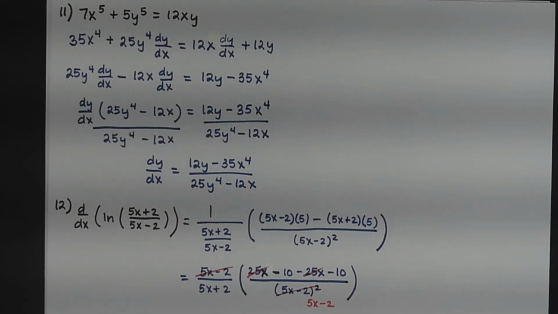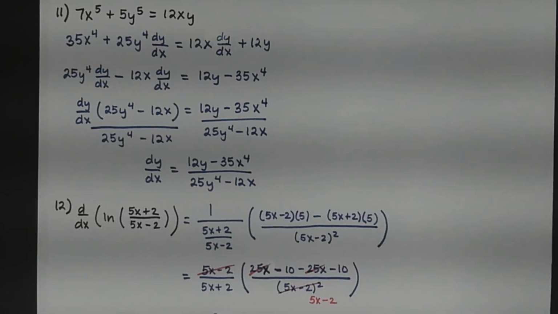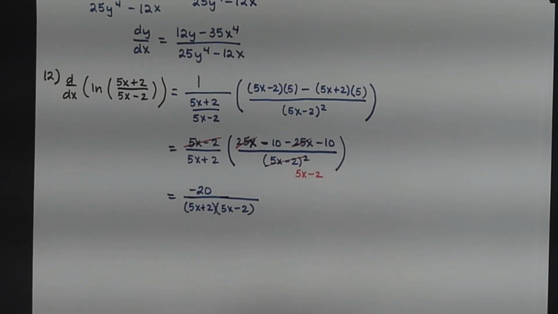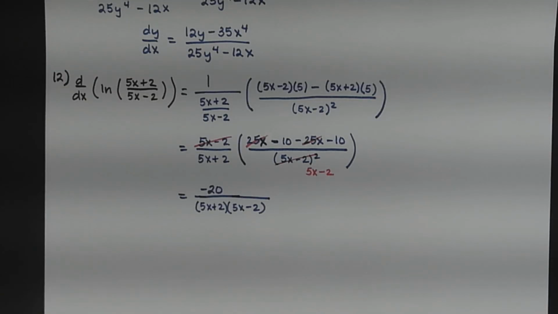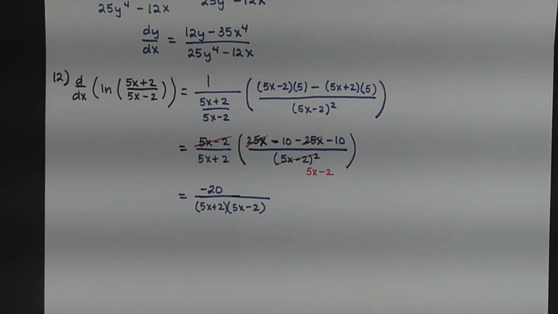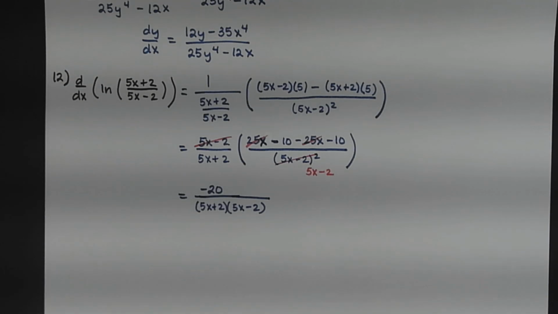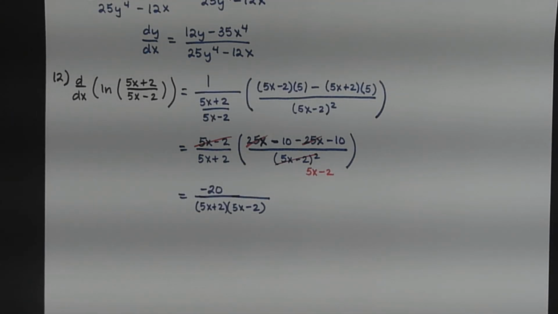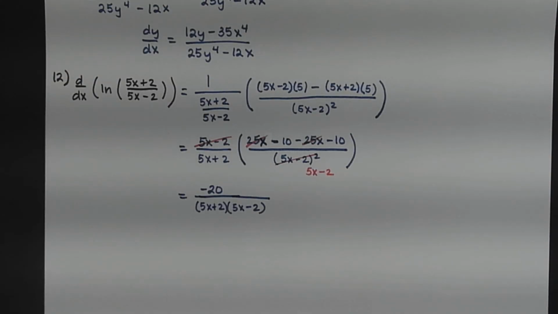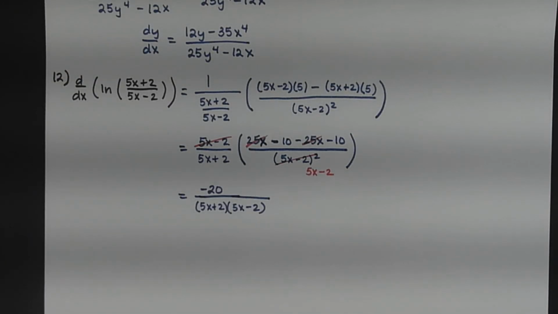And this is actually what the derivative with respect to x of the natural logarithm of 5x plus 2 divided by 5x minus 2 would be. Negative 20 divided by 5x plus 2 times 5x minus 2. And I would leave it like this. All right, so that's problem number 12.